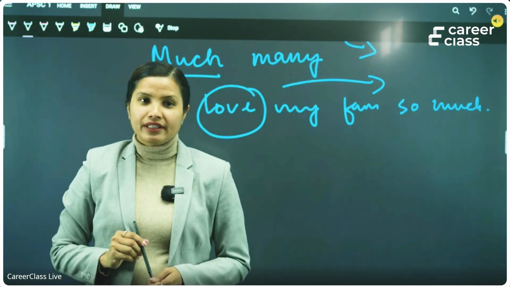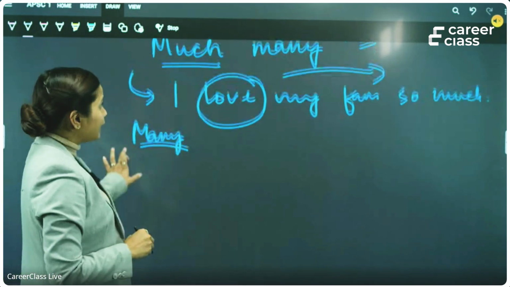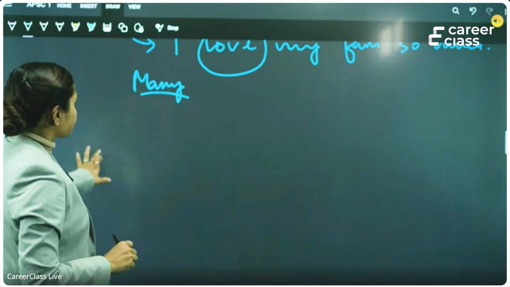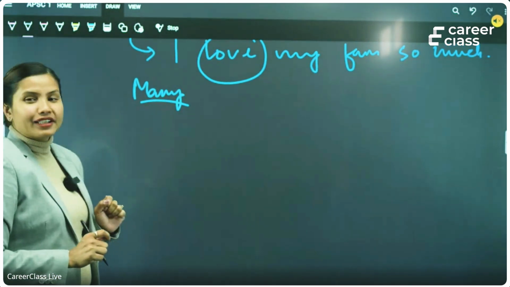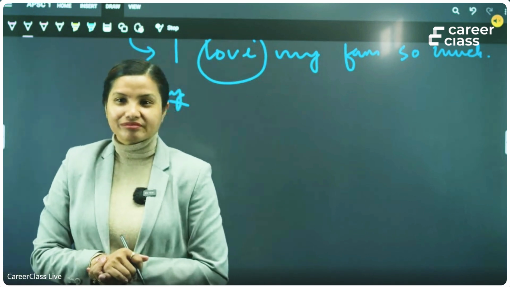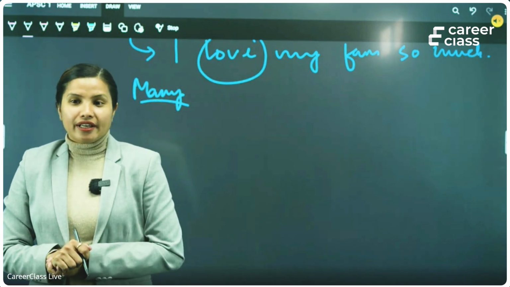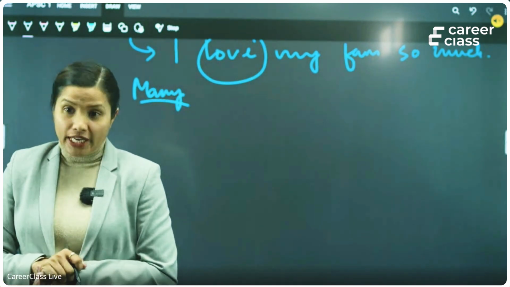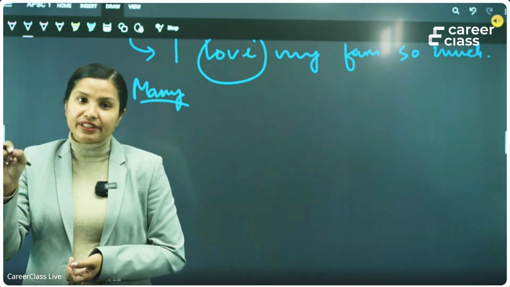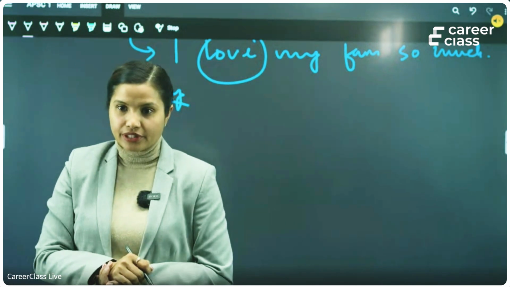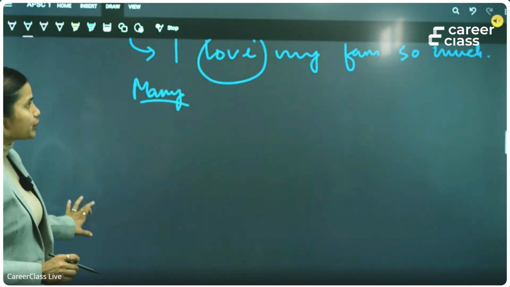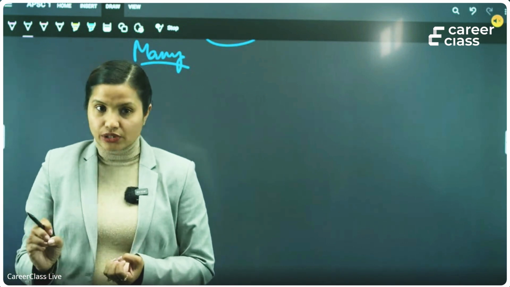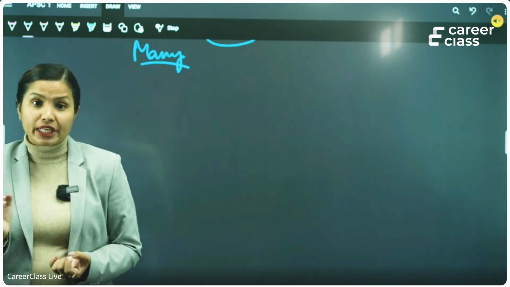There are many people living here. There are many people living in this district. Yes, many people, and also there are many tribes, but we can count the number of tribes. Okay, so much is used when there is something which you cannot count at one go, and many when we will be able to count it.